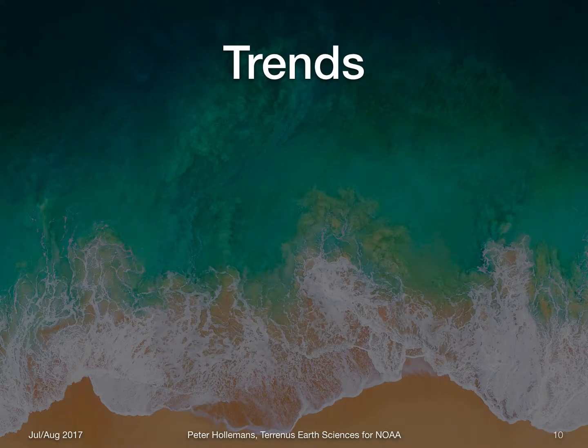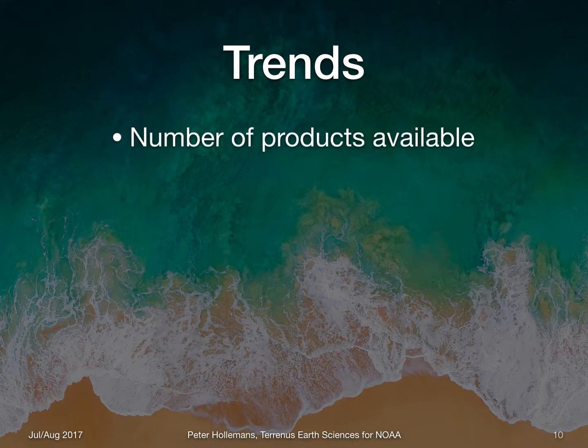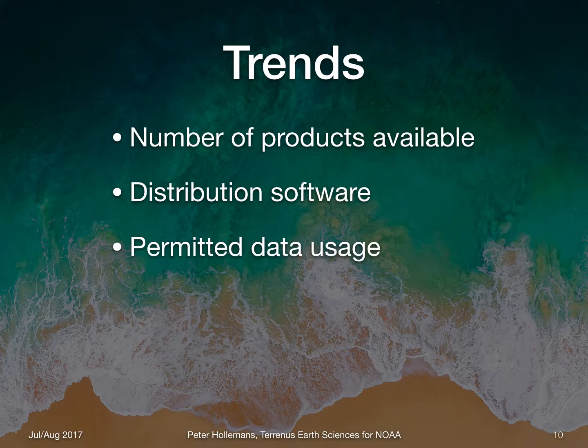Now, some of the trends between 1997 and now: the number of data products has hugely increased. So we at one point had to go beyond the special CoastWatch SST data format to accommodate all the different types of data products that we have now. The sophistication of distribution software has greatly surpassed the original web servers and data files that we had.